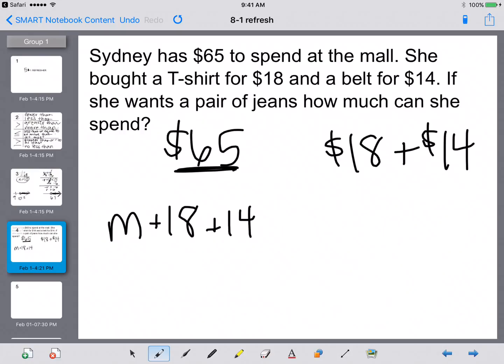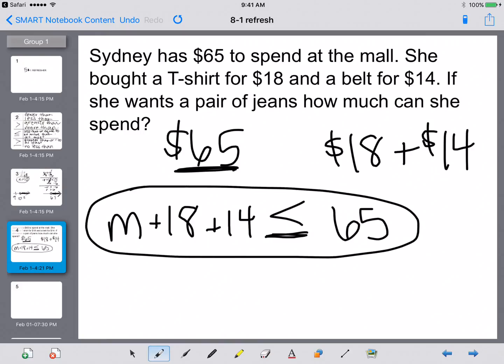Could she spend $64? Yes. Could she spend $67? No, because she doesn't have that money. So we know that this number will need to be less than 65. Could she spend exactly $65? Yeah, she actually has $65 that she can spend. So this number could also be equal to 65. She could spend anywhere from $0 up to $65 because that's how much she has. It doesn't mean she needs to spend it. So there, I just wrote my word problem.